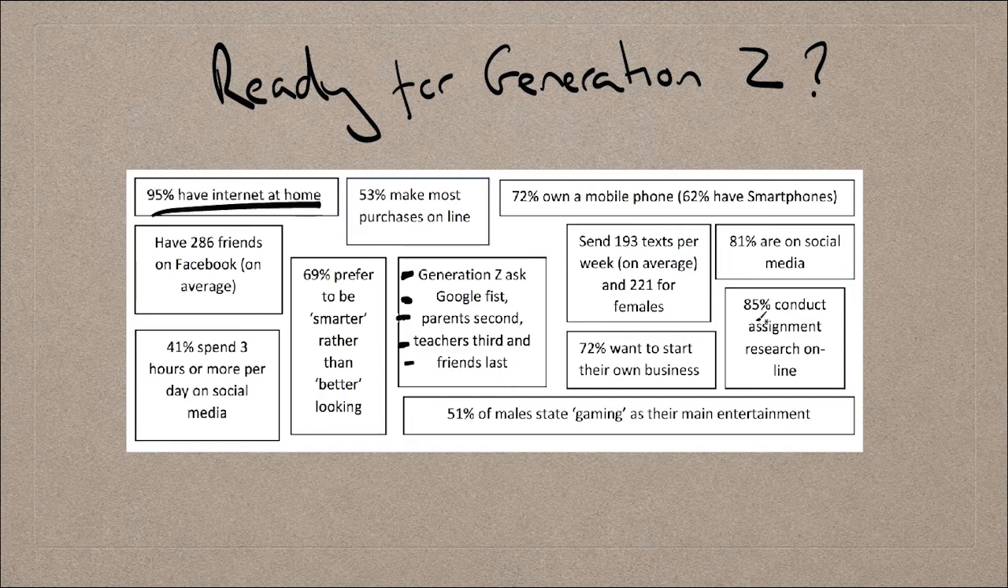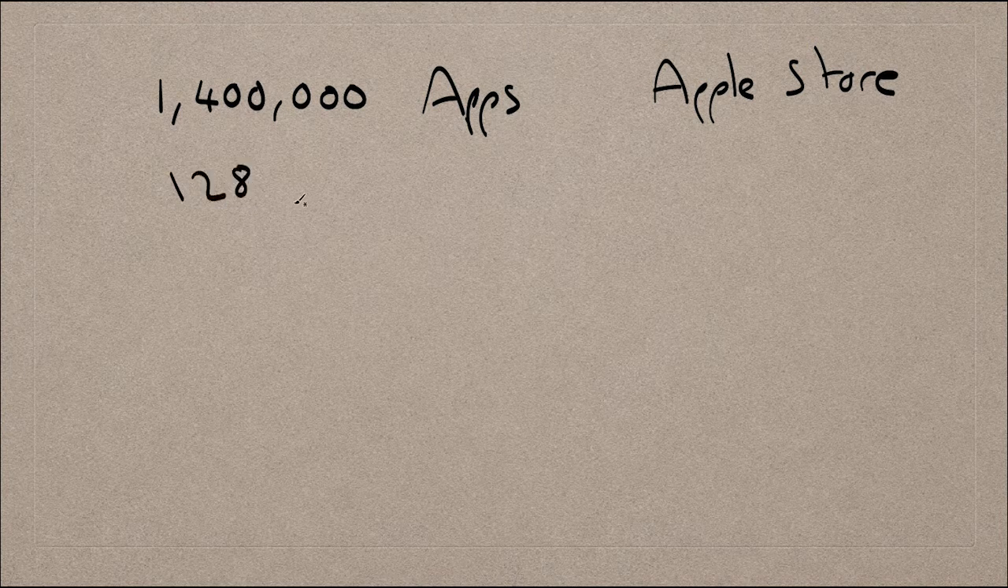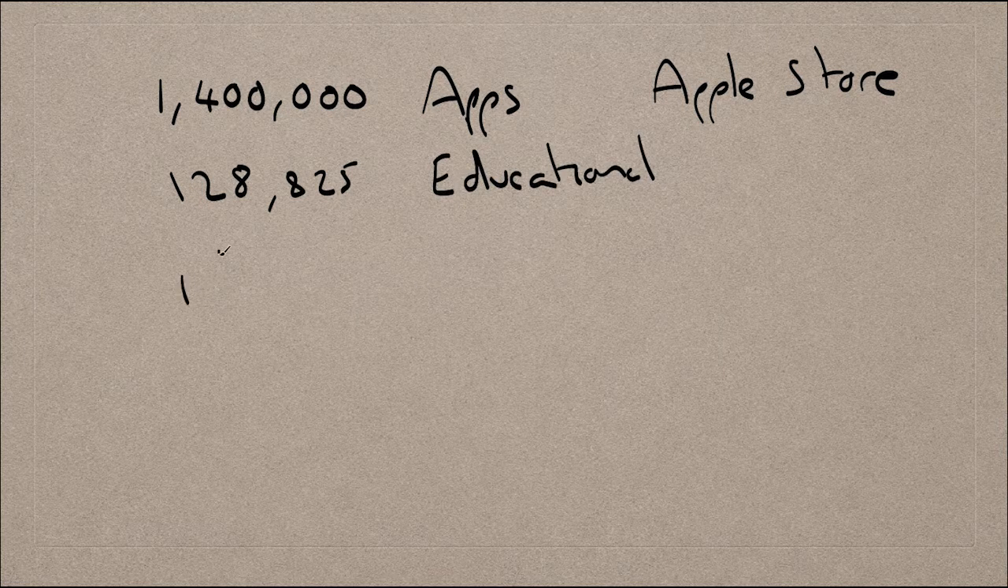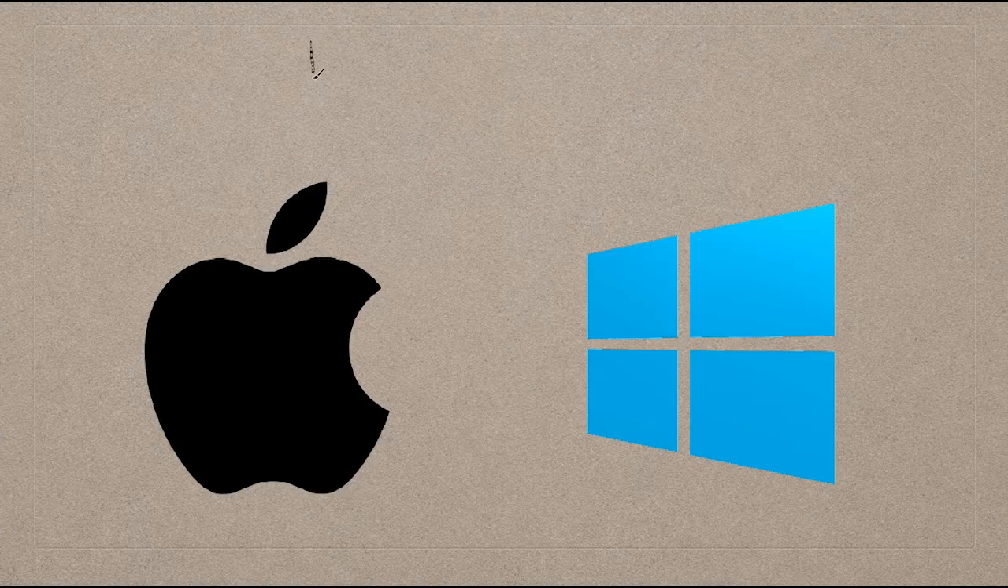85% of them conduct all of their research online, and 8 out of 10 of them are on social media. This is the first generation to have ever grown up with really powerful mobile devices, and the figures are astounding. There are currently 1.4 million different apps in the Apple App Store, and 128,825 of those are educational related, with a similar number for Android devices. And to put this into context for big business, on New Year's Day 2015, $500 million was spent on Apple apps. It's the single highest day of trading ever.